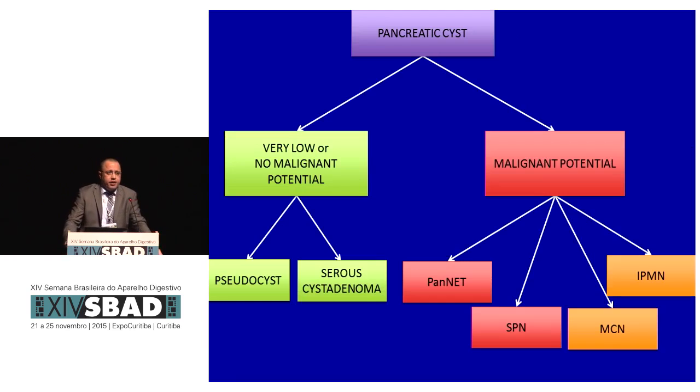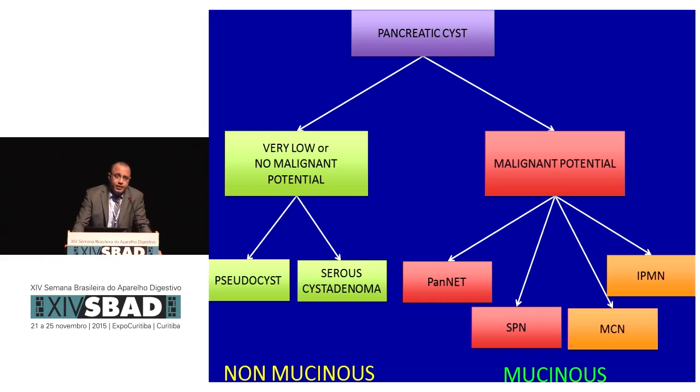To make it easier, these are the cysts that we usually deal with on a daily basis. We either classify them as cysts with very low or no malignant potential, and these are the pseudocysts, which have no malignant potential, or the serous cyst, which has very low malignant potential. And then we have those with malignant potential, and these are the solid pseudopapillary neoplasm, pancreatic neuroendocrine tumors, mucinous cystic neoplasm, and intraductal papillary mucinous neoplasm.